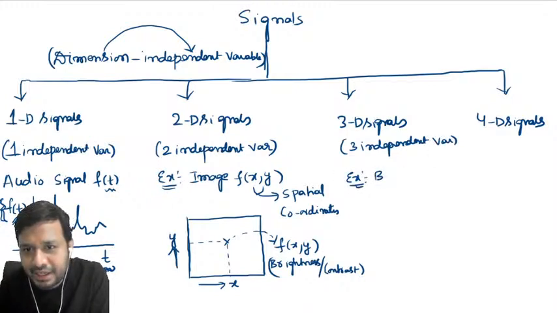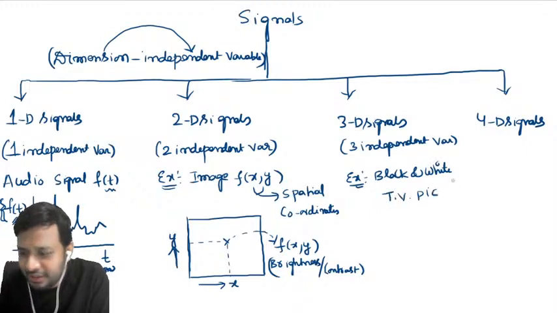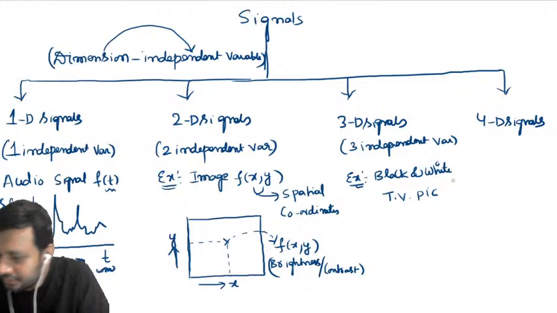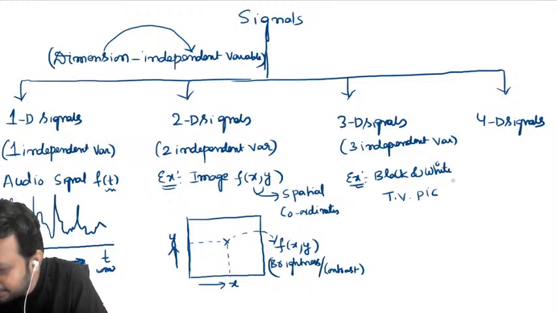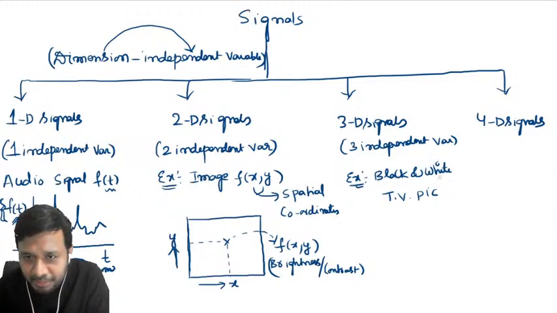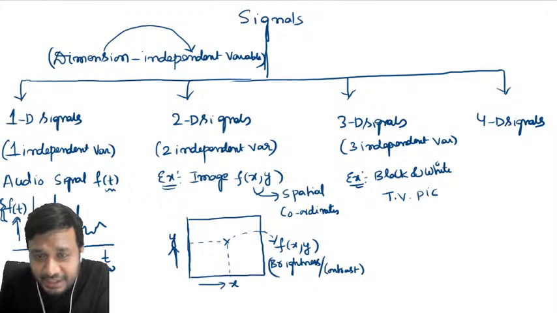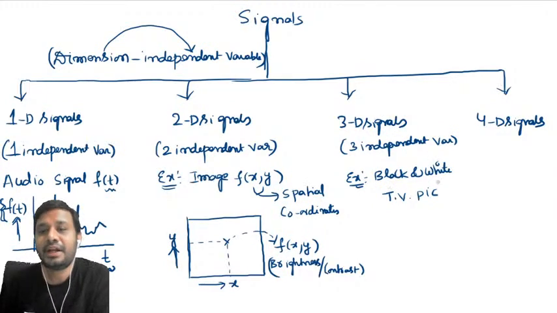A black and white TV picture can be taken as an example of a three-dimensional signal. Yes, it is for GATE only. Suppose black and white, see, a three-dimensional signal with three independent variables. So, a black and white TV picture.